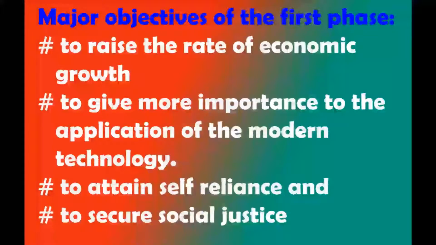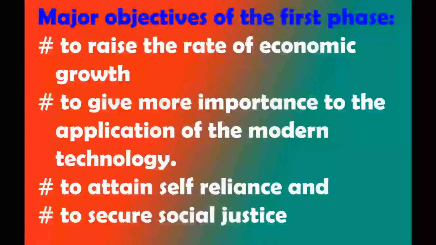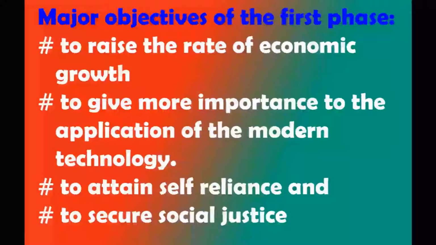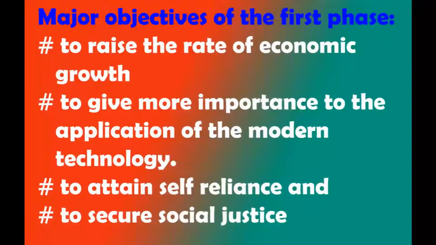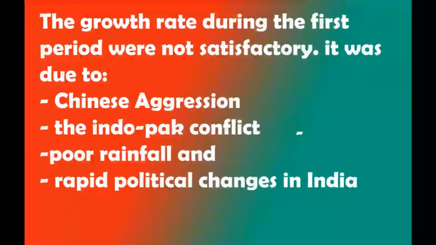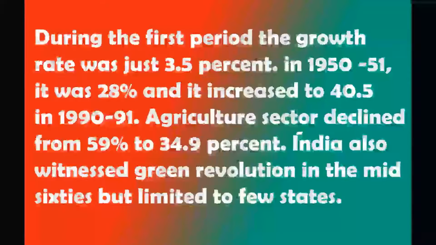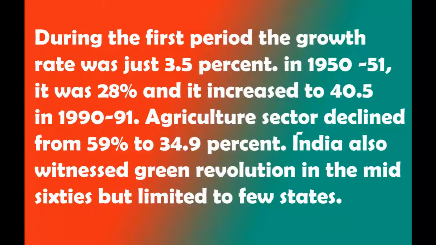Major objectives of the first phase: to raise the rate of economic growth, to give more importance to the application of modern technology, to attain self-reliance, and to secure social justice. The growth rate during the first period was not satisfactory. It was due to Chinese aggression, the Indo-Pak conflict, poor rainfall, and rapid political changes in India. During the first period, the growth rate was just 3.5%.